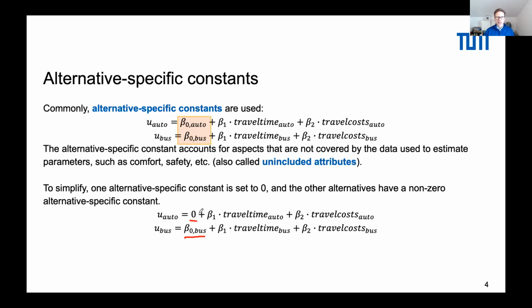So that is the idea of the constant, which we know already from regression analysis, with the only difference here that we have a constant on every alternative, but one of the constants is set to 0.